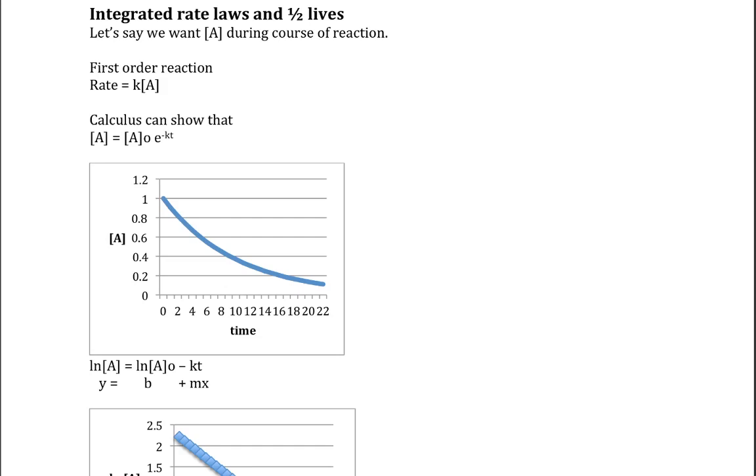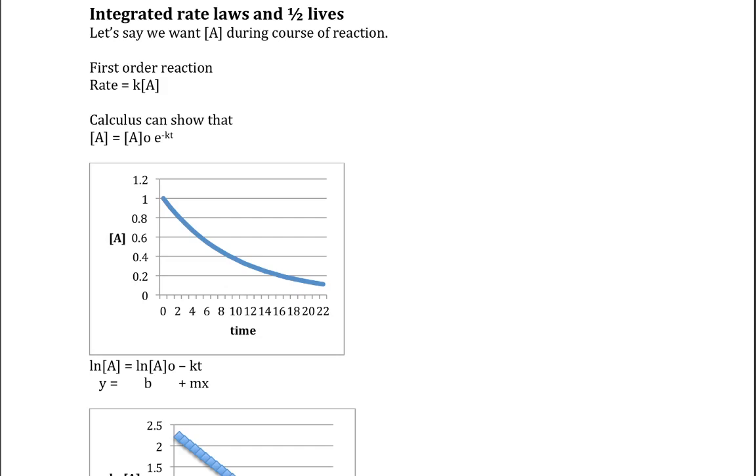That is to say, rate equals Ka goes along with A equals A naught e to the minus Kt. One is the rate law, that's the differential form. One is the rate law, what we call the integrated rate form. So what we have is A versus time being an exponential sort of function.